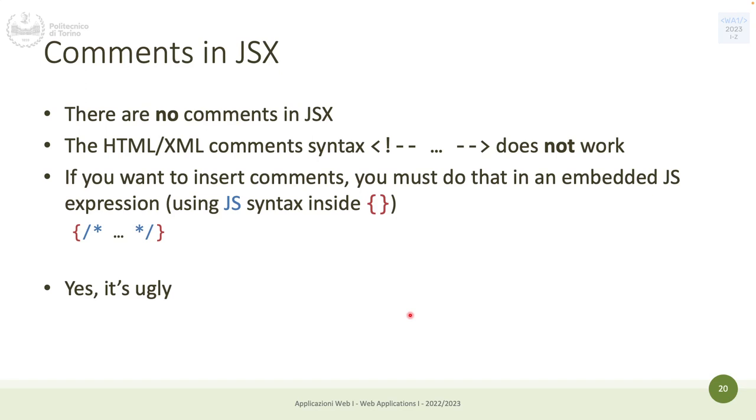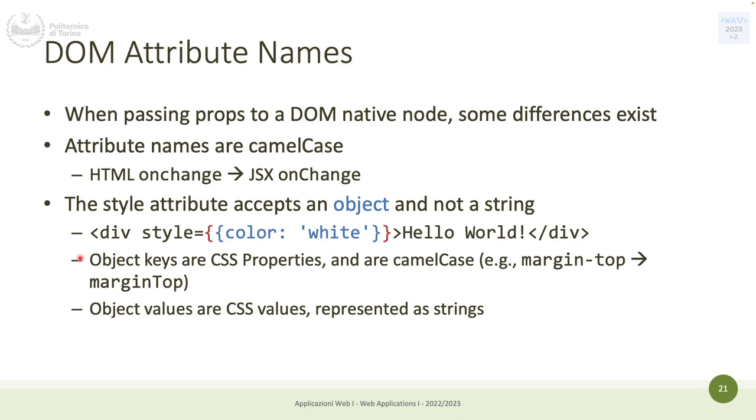There is no comment in JSX. The HTML syntax is not working, so if you want to add a comment, you have to create an expression, a JavaScript expression, and insert a comment in JavaScript. It's ugly, as written here, but that's the reality. So no comments explicitly in JSX, no specific way to define comments. The HTML syntax is not working for comments. The only way to create a comment is to open a JavaScript expression and create a comment in JavaScript, if you want.